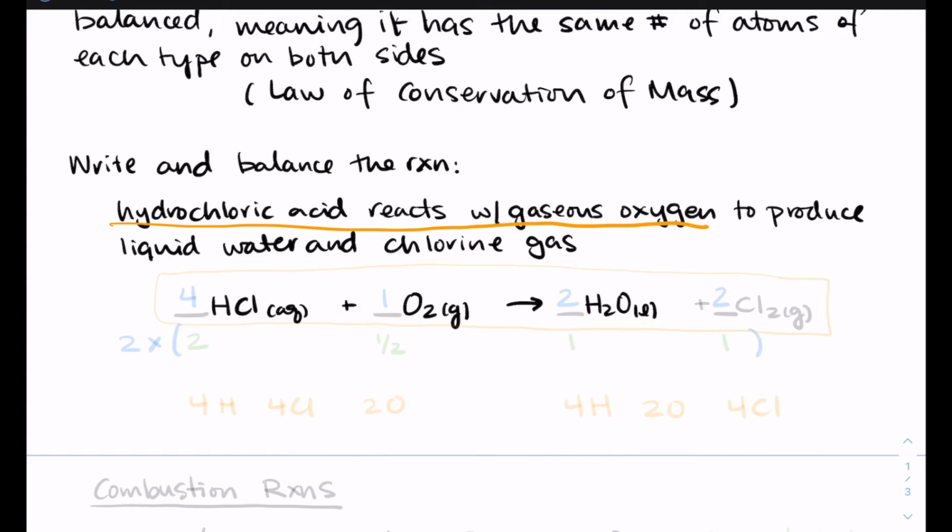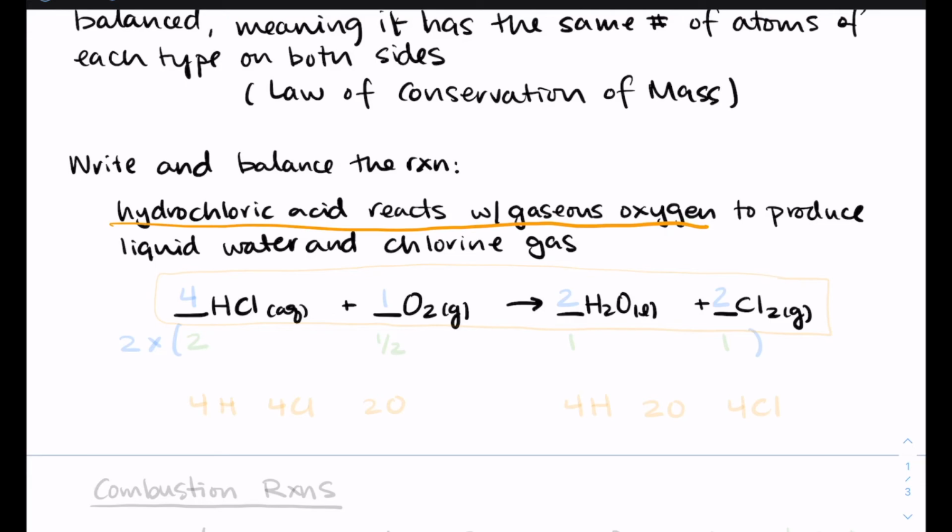So my products are liquid water, so H2O with an L, and chlorine gas, so Cl with a G after it, but chlorine is also a Brinkelhoff, so I need Cl2 gas. So I've taken all of my compounds described in words, converted them into formulas, and put in all of the other information that I have so far, and we could check to see if it's balanced.